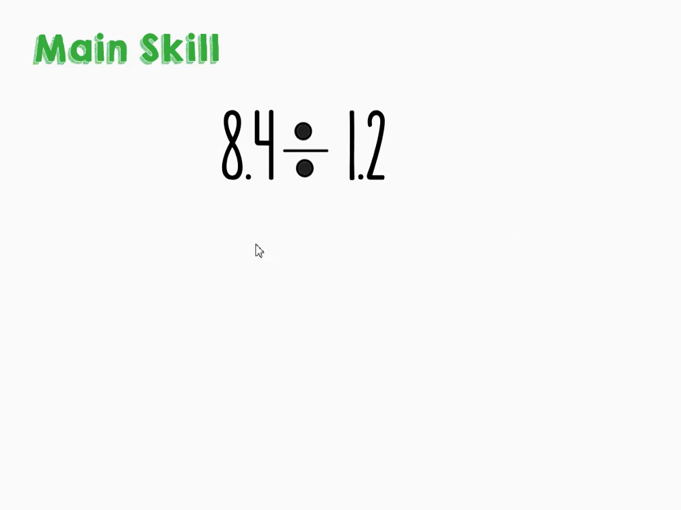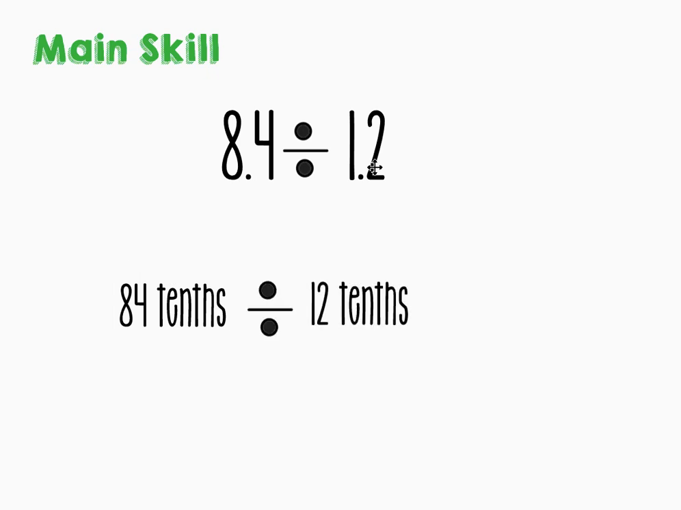Let's do one more example. 8 and 4 tenths divided by 1 and 2 tenths. Let's convert first both of these. 8 and 4 tenths is equal to 84 tenths. Remember, I wrote it as a fraction and converted it into an improper fraction, then wrote it in words. Divided by 12 tenths, same thing. First, I wrote it as a mixed number, converted it to an improper fraction, then wrote it in words. So 84 tenths divided by 12 tenths.